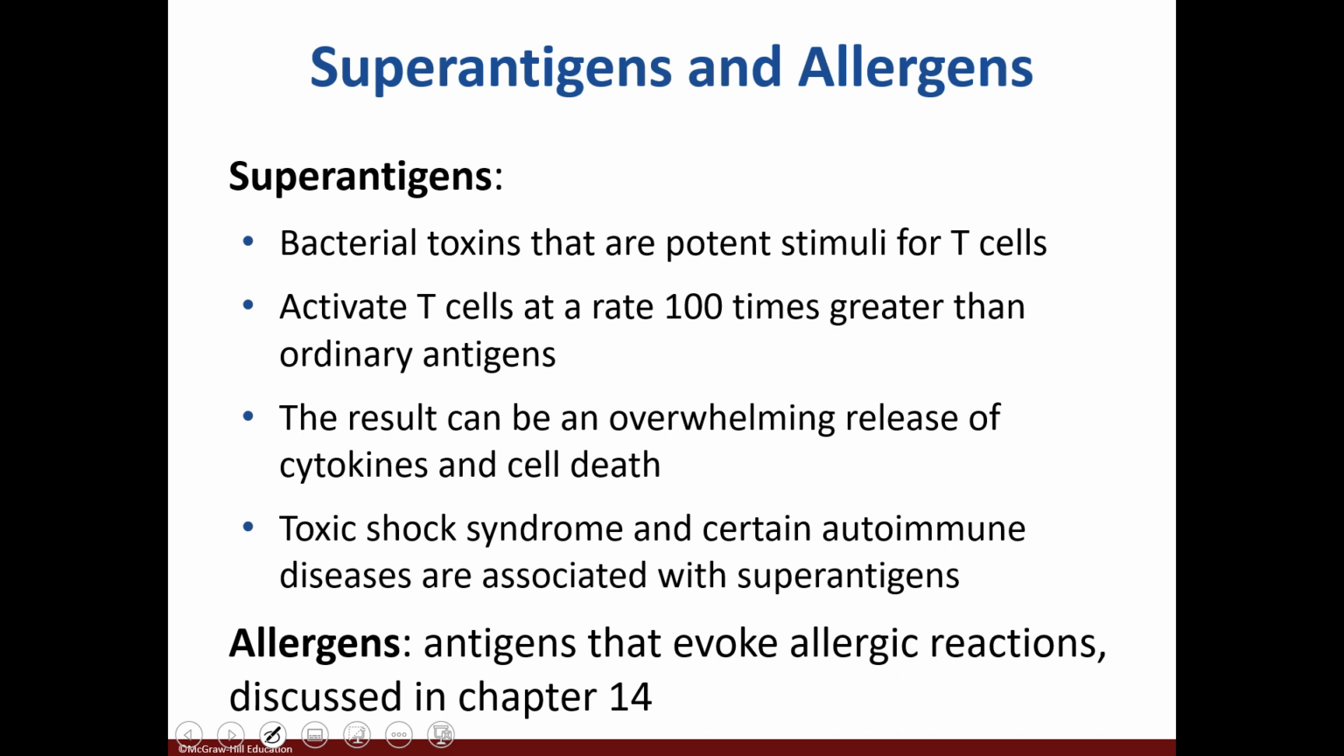Superantigens are toxins released by bacteria that generate an extremely strong response from T cells. They can activate T cells at about 100 times greater than any other antigen. A significant amount of cytokines is released that can lead to death in toxic shock syndrome. We will further discuss allergens in the next chapter.